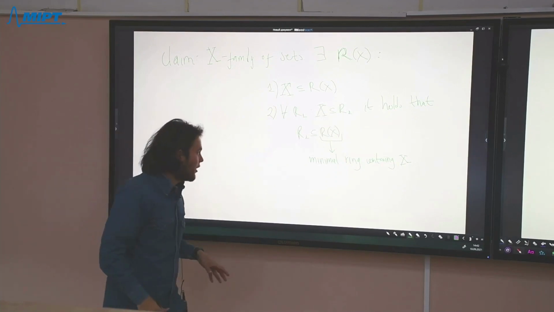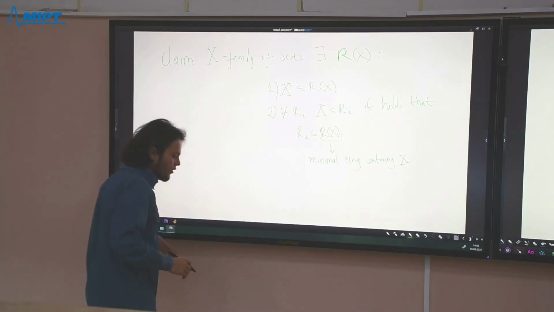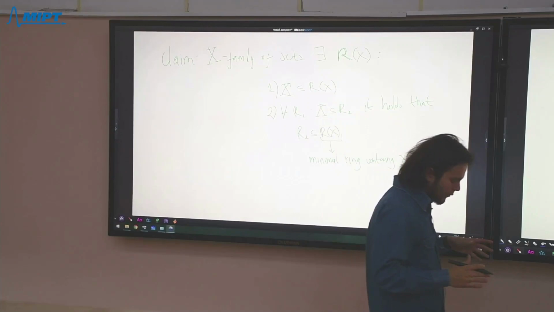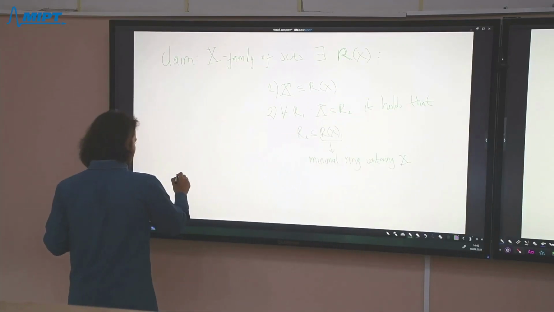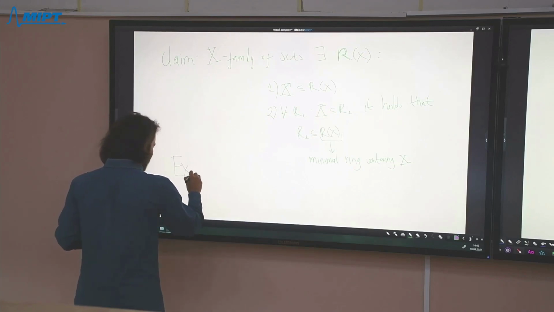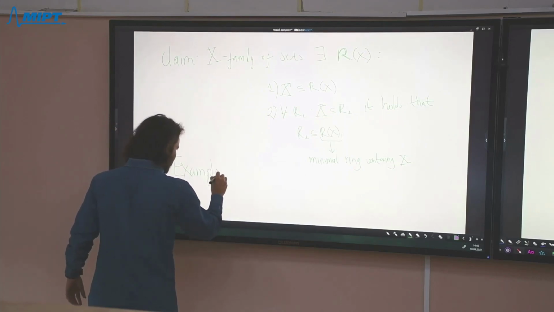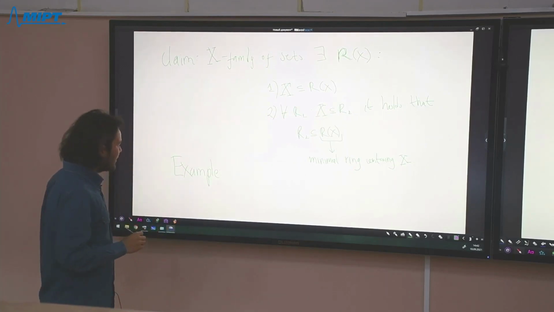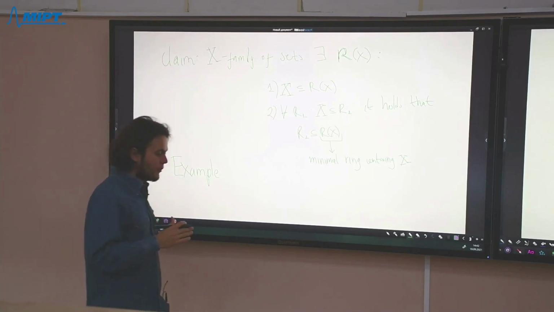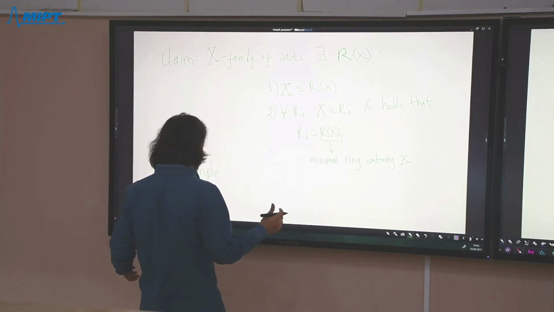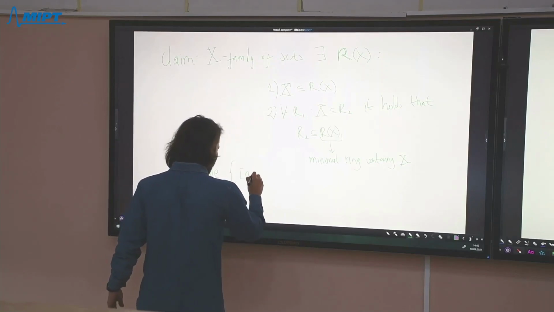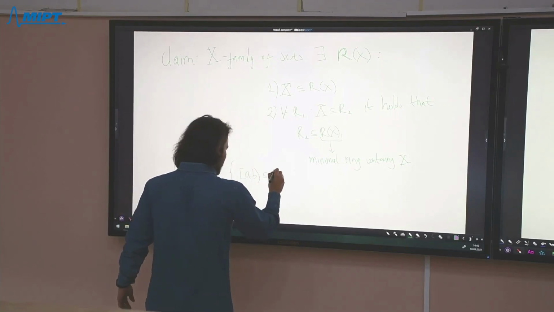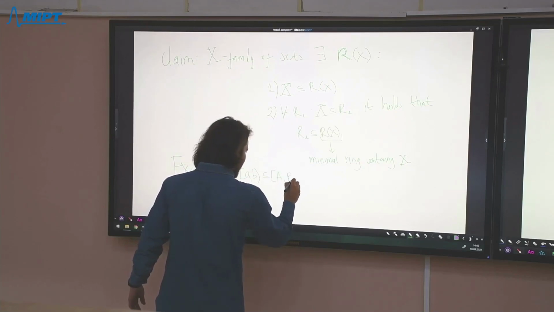Let me give you an example. What kind of semi-ring can we study? Let me give you an example, and you will get all of this. Example: let's take all the semi-intervals, or half intervals. The set of all the half intervals in some half interval A, B.